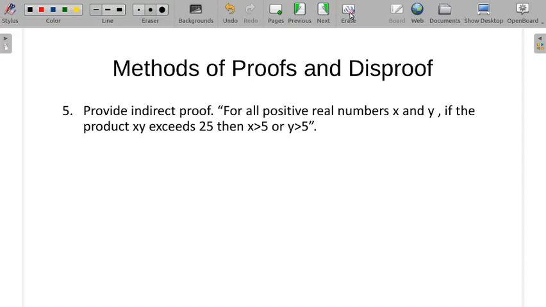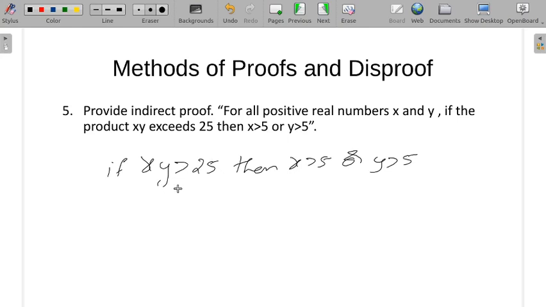Provide an indirect proof: for all positive real numbers x and y, if the product xy exceeds 25, then x is greater than 5 or y is greater than 5. So we can write P as xy is greater than 25, then x greater than 5 or y greater than 5. How can we write this one? P conditional Q or R. So this is how we can write it.